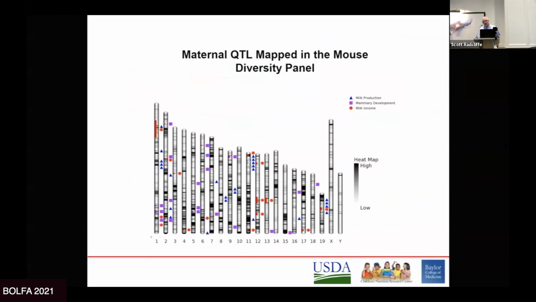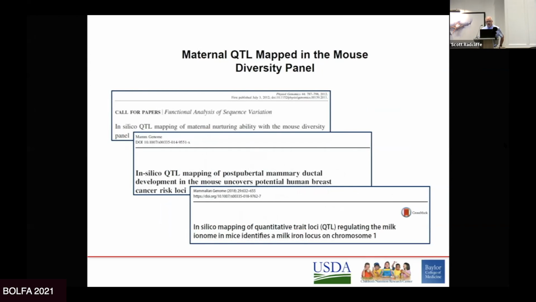Okay, so just to summarize where we've come with this, this is an ideogram of the mouse 20 chromosomes, actually 19 plus the two sex chromosomes, and you can see the symbols along each of these chromosomes are indications of where we've mapped a locus. In some cases, we've been able to find a similar locus in the cow. More recently, with the work we did with the milk mineral composition, there was one example of that we were able to find. And the papers coming out of this have been really slow, unfortunately, but we have got some.